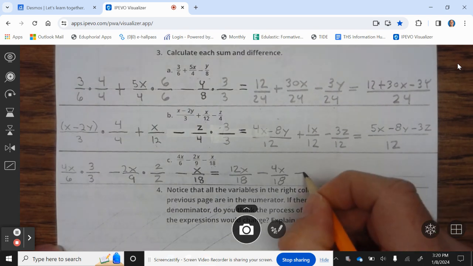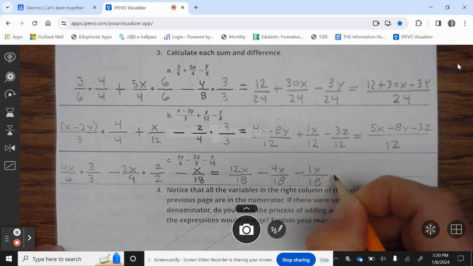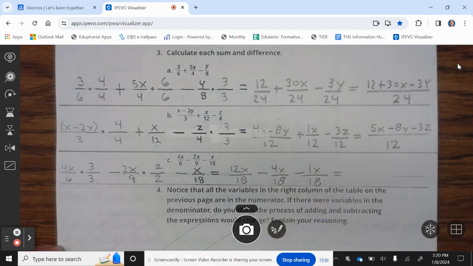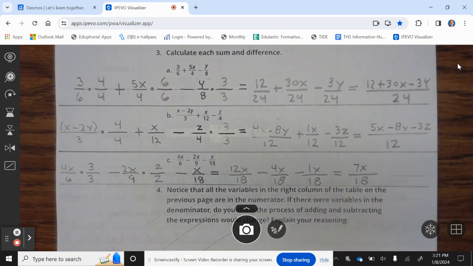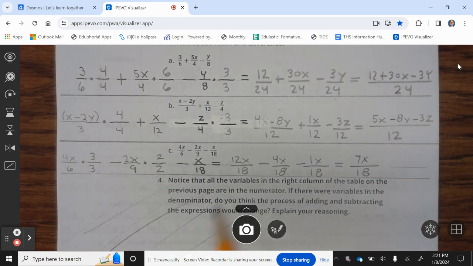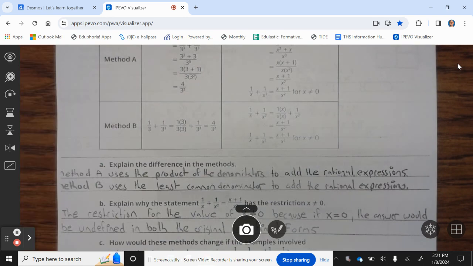minus 1x divided by 18. Okay, well, they all have the same denominator, so now we just combine the numerators. 12 minus 4 minus 1 is 7x divided by 18. All right, go ahead and finish it up. And mark this section off. All right, let's take a look at the next page.